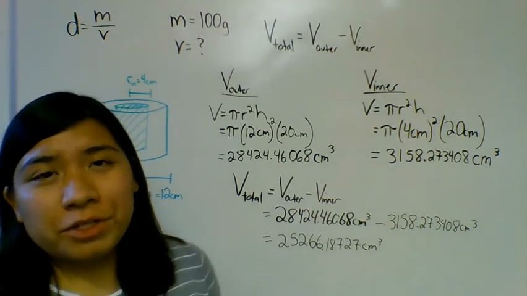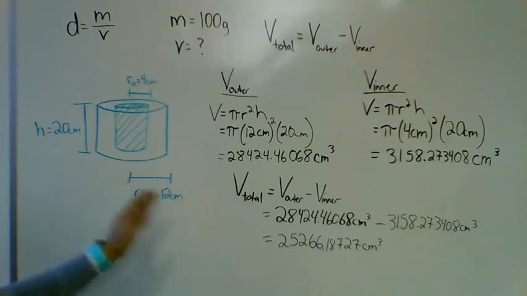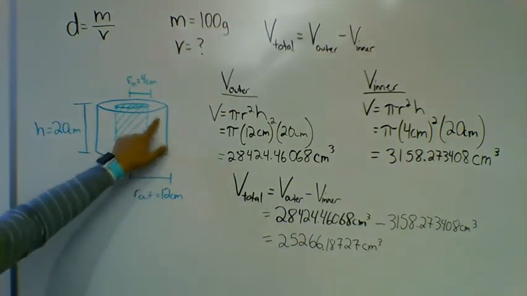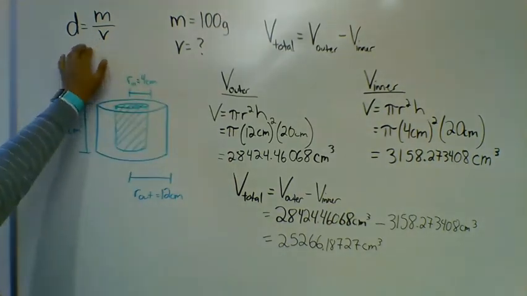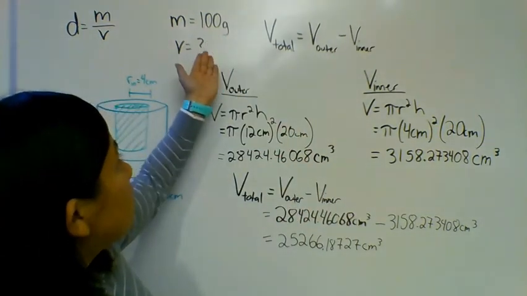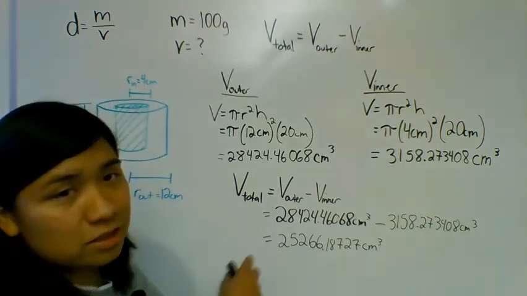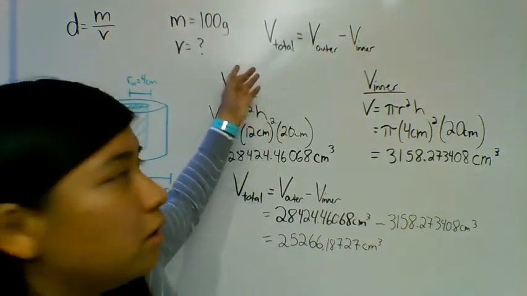Now, the original problem was to find the density of this hollow shape. We have the total volume of this unshaded part right here. So let's go back to our density equation. Density we know is mass divided by volume. We have the mass, and now we have the volume. So I'm going to go ahead and instead of a question mark, I'm going to put this number that we calculated up here.